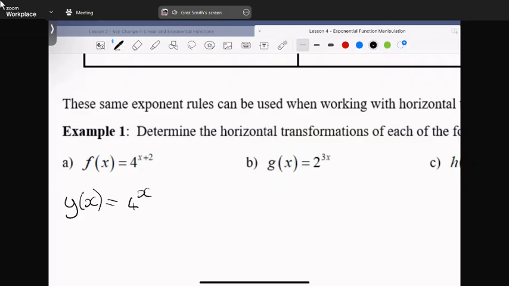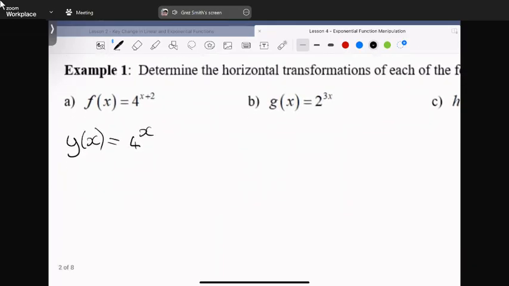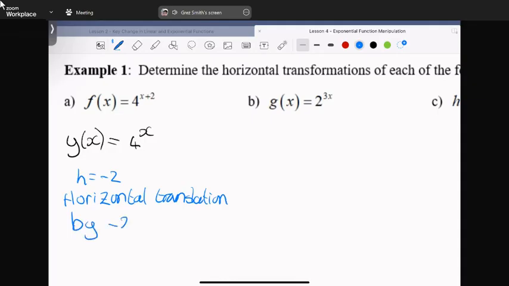Is it by plus 2 or minus 2? Plus 2 means it goes into negative. So is h plus 2 or minus 2? Minus 2. So the h here is minus 2. So this is a horizontal translation by minus 2. So left 2 units.